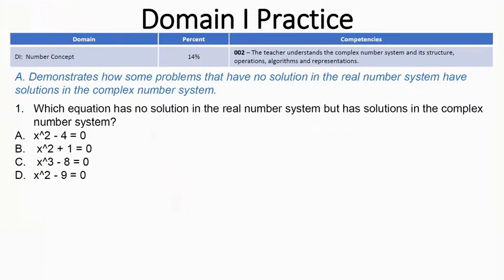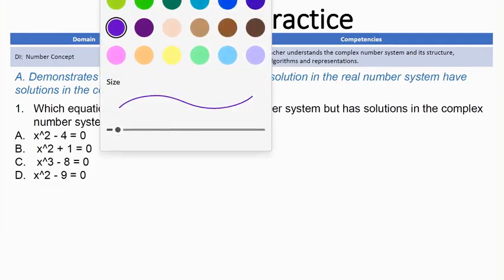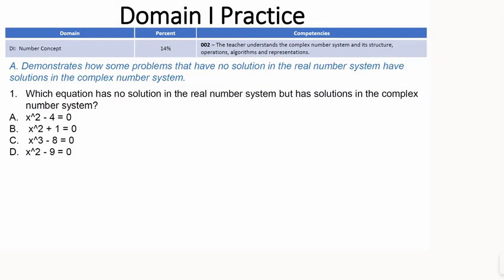All right. Question number 1. Demonstrate how problems that have no solution in the real number system have solution in complex numbers. So that's the question here. Which question has no solution? Nada. It's imaginary. What do you mean by no solution? There's no number. No solution, it means imaginary.